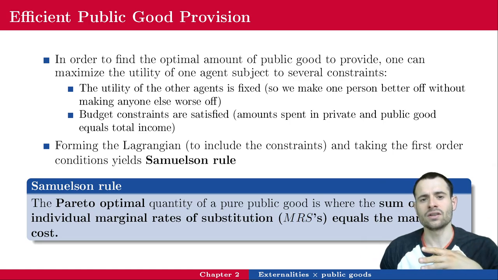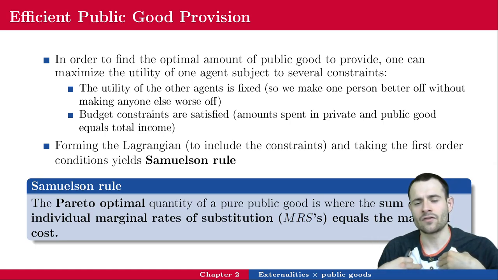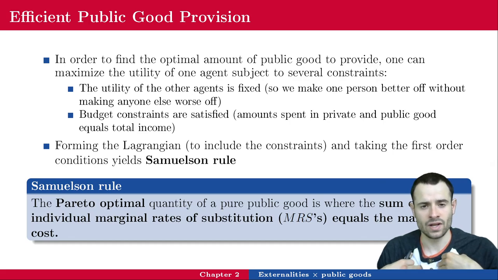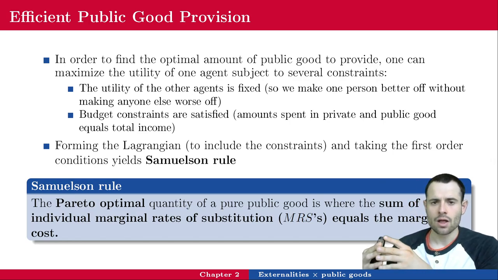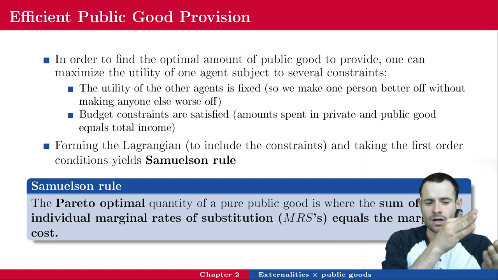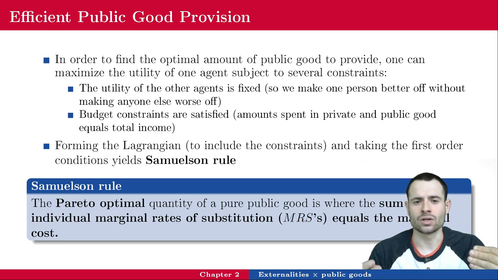The marginal cost is still the same. Whether I am the only one to benefit from a lighthouse or whether 100 other people are benefiting from it, the cost of providing a lighthouse is always the same. So the marginal cost part is not going to change, but the marginal benefit part is going to change. It is going to add all of the marginal rates of substitution.